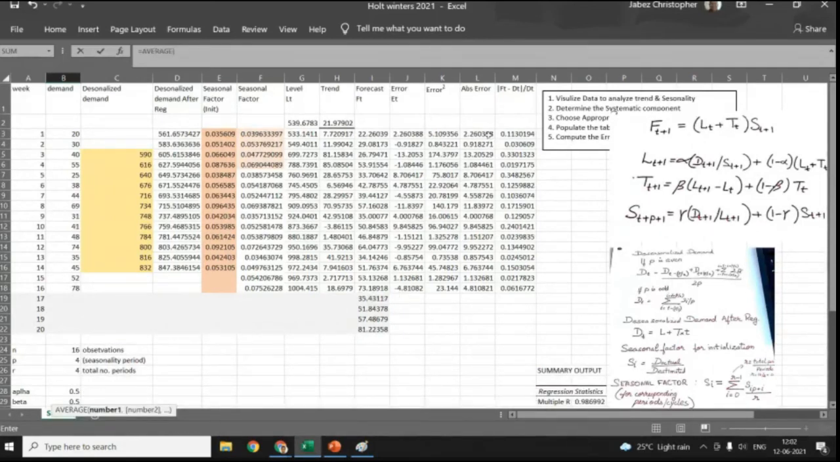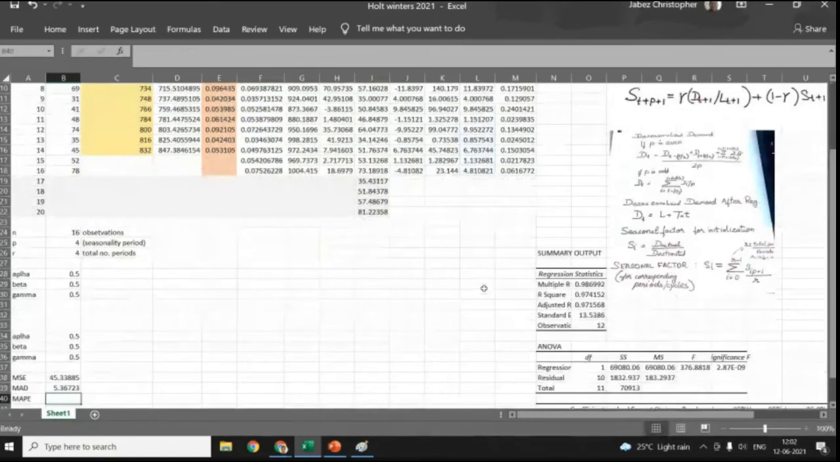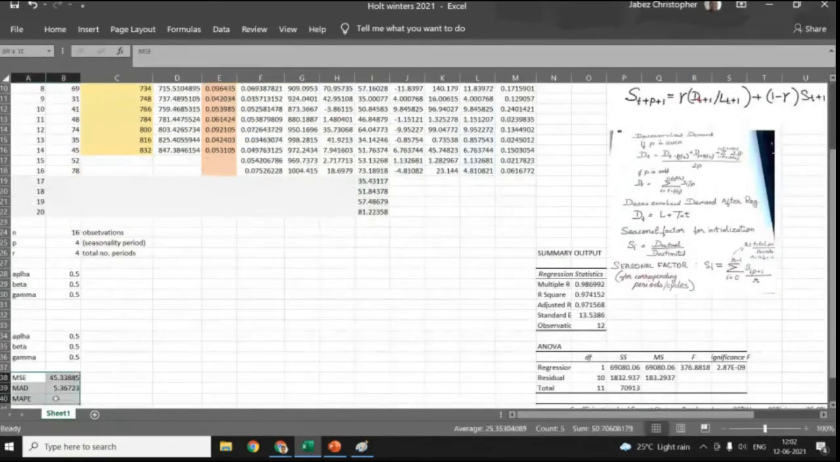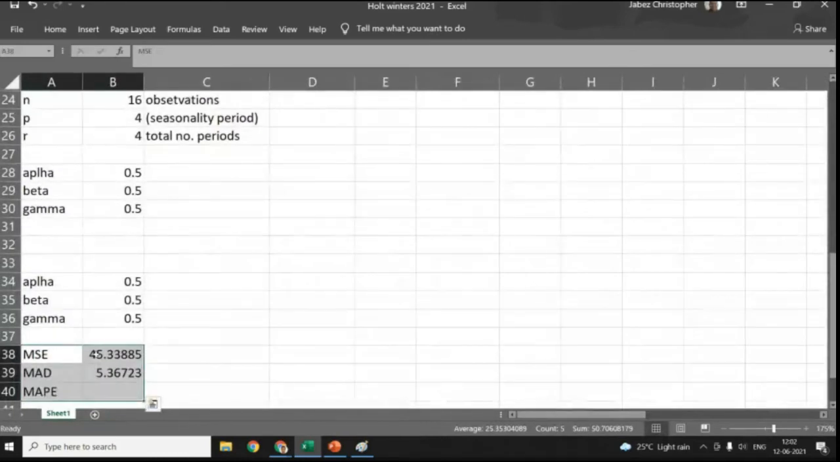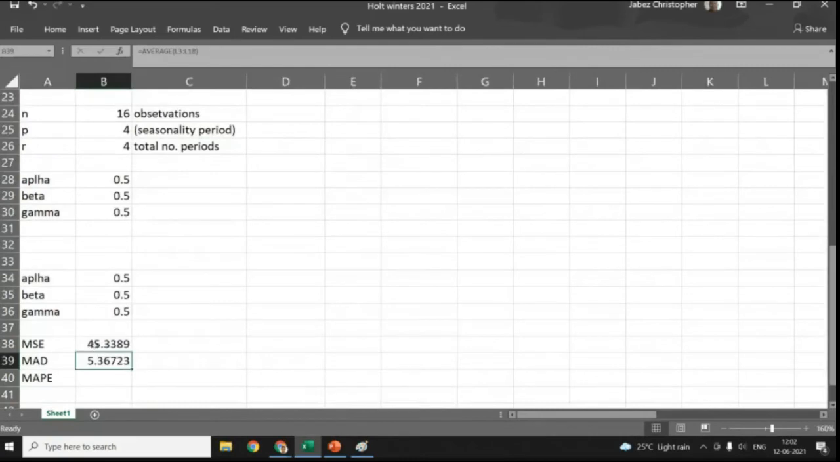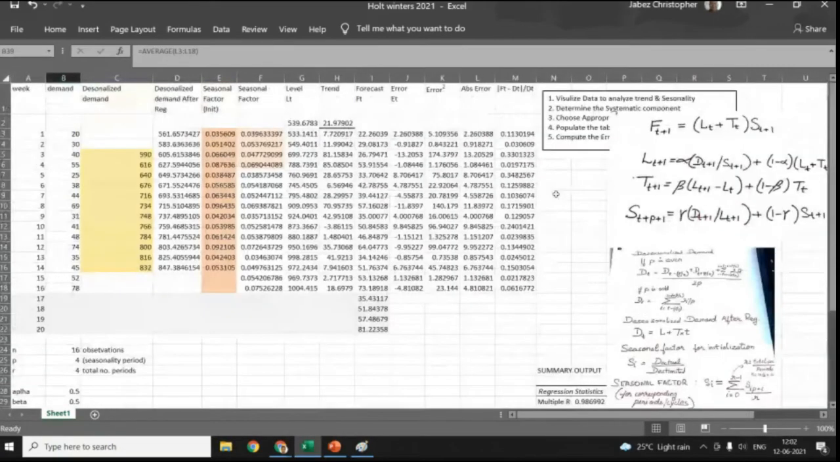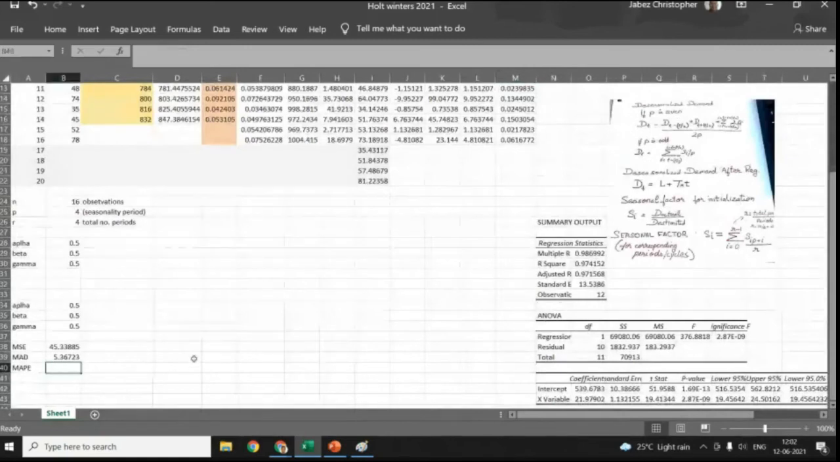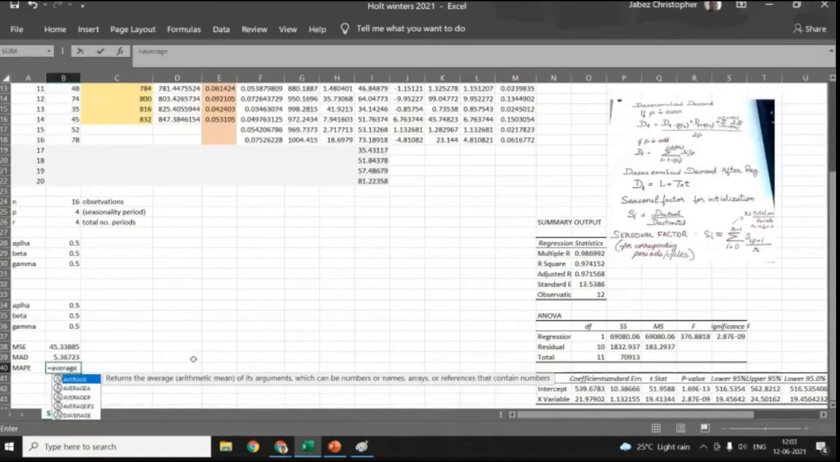Average of mean absolute error. What I'm doing here is taking the mean absolute error, mean square error, and mean absolute percentage error. The averages of all these three errors I'm taking here. So finally, this is going to be the average of them.